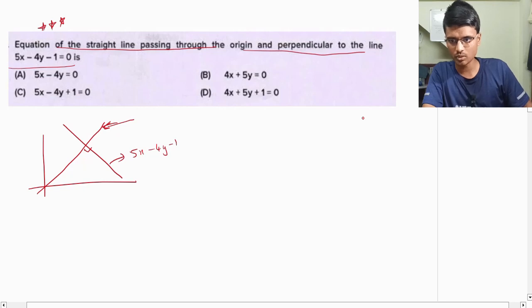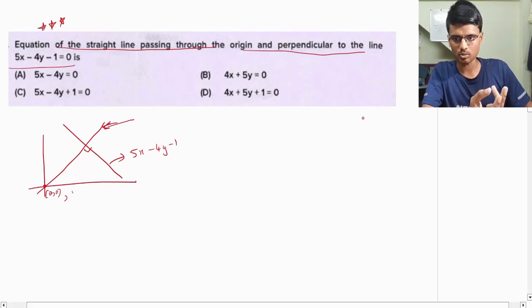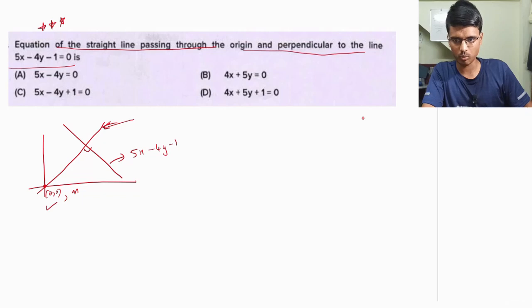Okay, we know this line is passing through 0 comma 0. To find the equation of line, what do we need? The two bits of information that is required is either the 2 points that lie on the line, or we need 1 point and the slope. But slope is not there. We have 1 point but we don't have the slope. Okay, but we know that this line is perpendicular to this line.